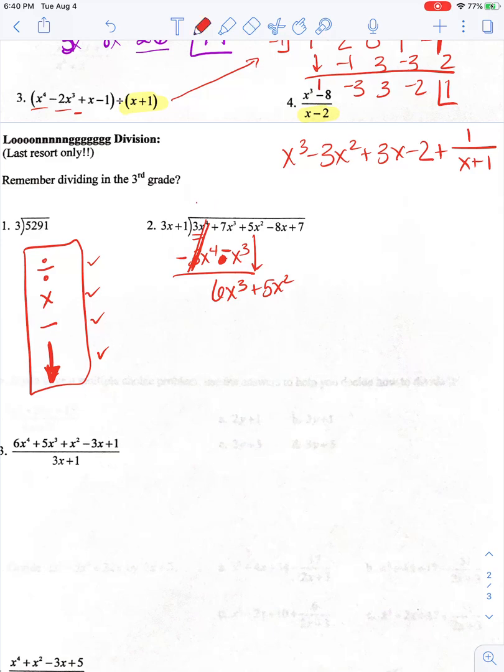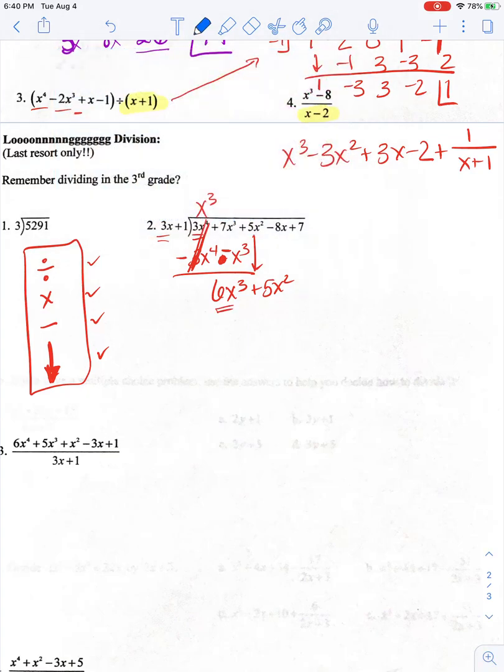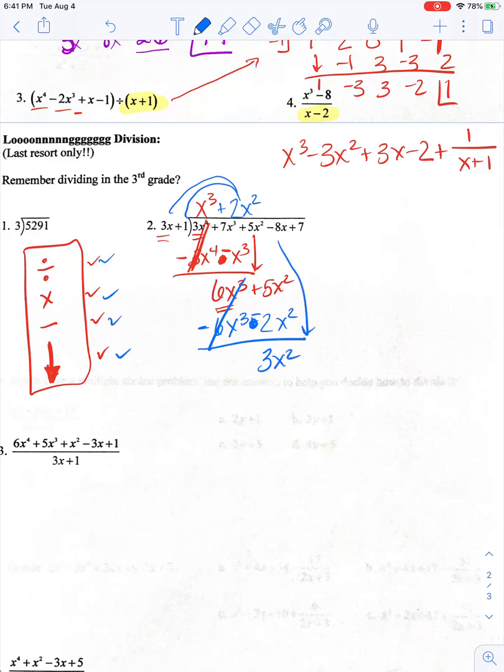all over again. So now I'm going to divide this term into this term. And so what does a 3x need to be multiplied by to become a 6x cubed? It needs a 2x squared. Now I'm going to multiply him by both of those. So 6x cubed plus 2x squared. Now I'm going to subtract. And those are going to cancel, and that gives me 3x squared. And then I'm going to drop.